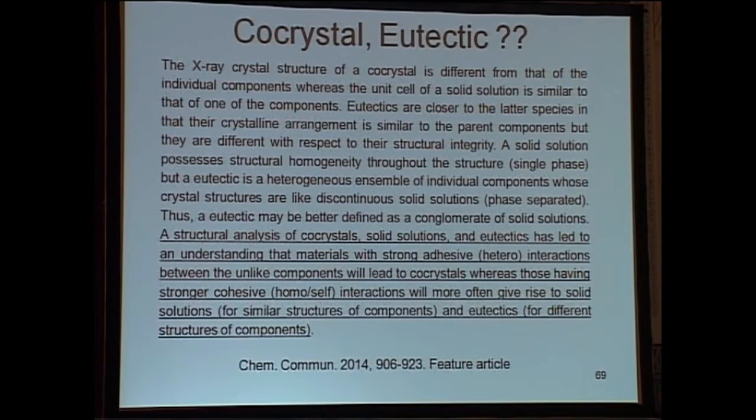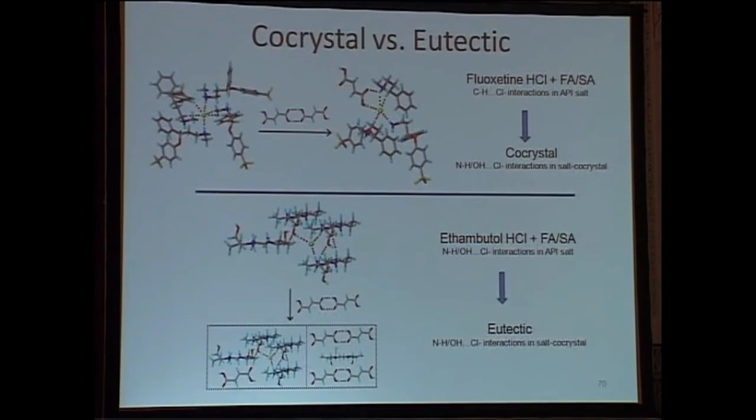And whether the two molecules have similar geometry or different geometry will be overridden and dominated by the strength of the interactions. Whereas when the structures of the two components, the bow and the tie, are similar, and if the interactions are weak, then one will get a solid solution. And if the structures are geometrically very different from each other, like curcumin and resorcinol, or curcumin and nicotinamide, then one will get a eutectic. And I will illustrate this through one more example.